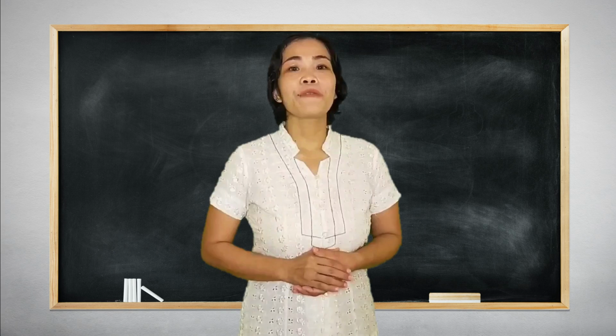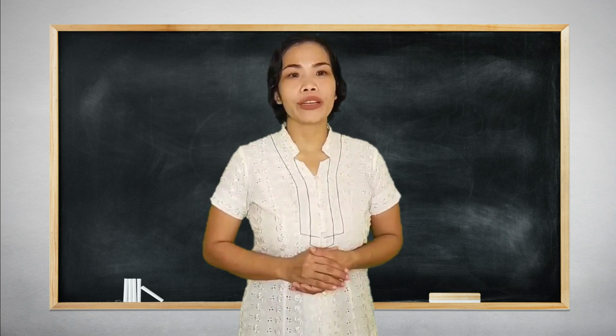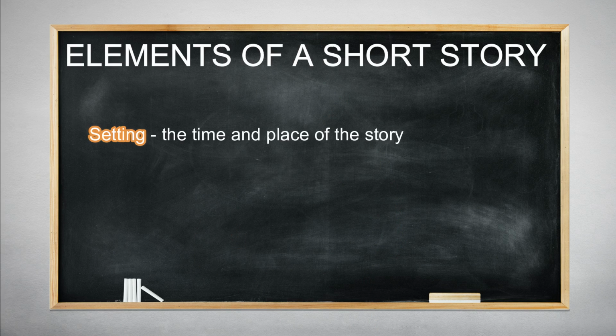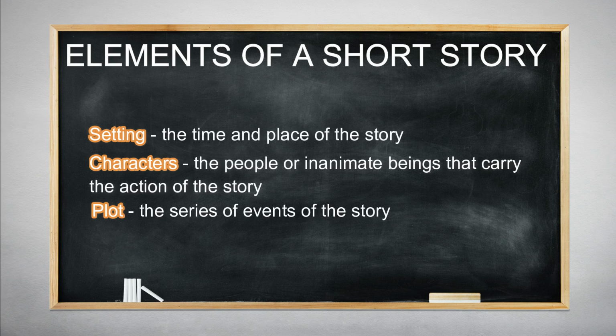Aside from poems, formalist literary approach is also applicable to short story. So here are the elements of a short story. Setting, the time and place of the story. Characters, the people or inanimate beings that carry the action of the story. Plot, the series of events of the story.